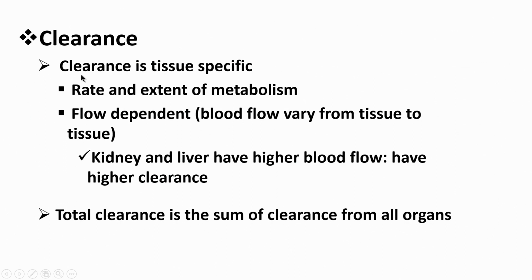So, what is clearance? Clearance can be tissue specific. We can say clearance in the whole body, or clearance through an organ, let us say through blood, or through lungs. It will depend on the rate and extent of the metabolism of the drug in that particular tissue. It will also be flow dependent. If a tissue is highly perfused, the blood is going to constantly take the drug out. Kidney and liver have very high blood flow and very high clearance, and the total clearance from the body is the sum of the clearance from all the organs.